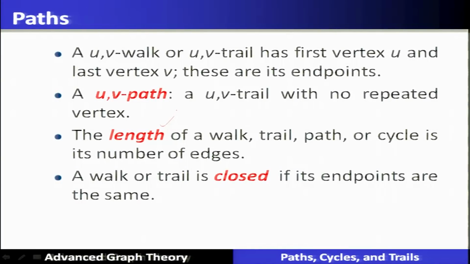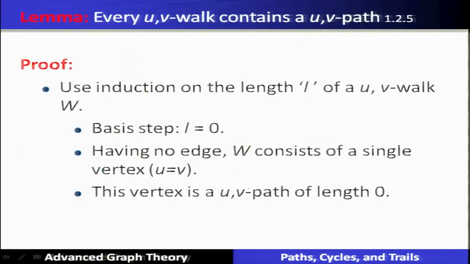Now, a walk or a trail is closed if its endpoints are the same. Now, let us consider a lemma: every UV walk contains a UV path. So, the proof goes on the induction of the length of UV walk W.